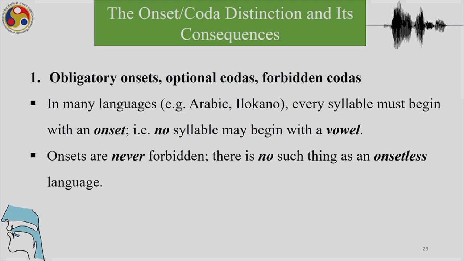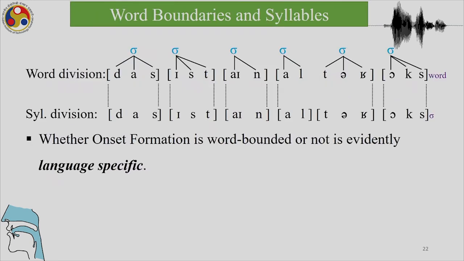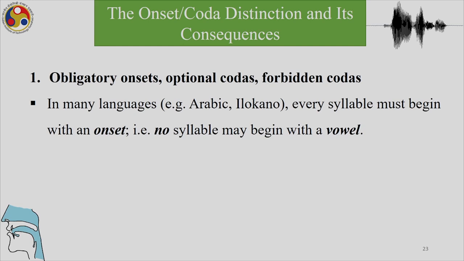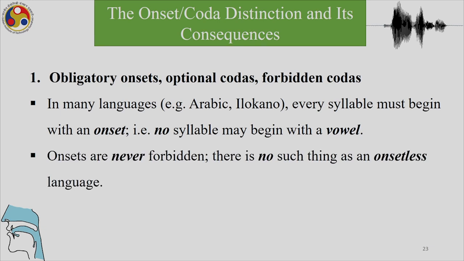So, the relative importance of onsets versus codas is something important that should be understood. In many languages, every syllable must begin with an onset. So, there are languages which obligatorily prefer onsets, and no syllable may begin with a vowel. If there is a syllable with a vowel, the language will insert a consonant so that it has an onset. But there are no languages where onsets are forbidden. No language ever says to delete the consonant so that there is no onset before the vowel. That's an absolute impossibility, and there's no such thing as an onsetless language.